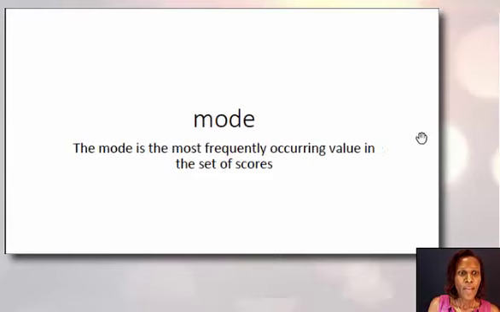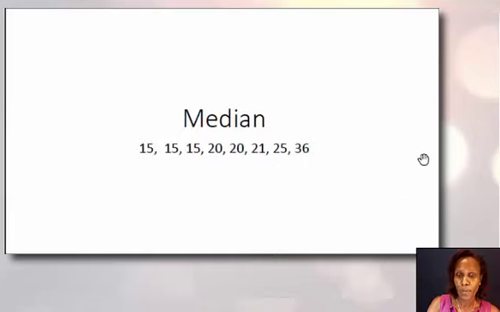Okay, then we have the mode. The mode is the most frequently occurring value in a set of values. If we go back to our earlier example, what is the mode here? We can see 15 is appearing most among all the other values. So 15 here is our mode.